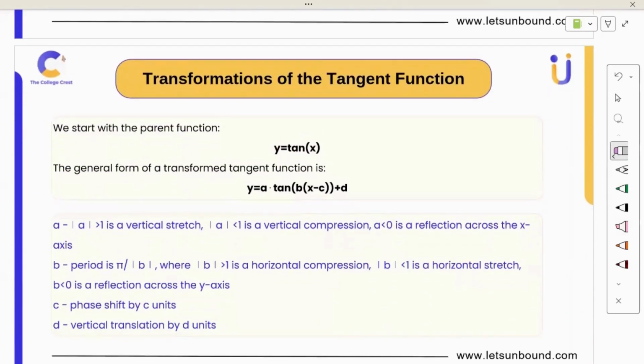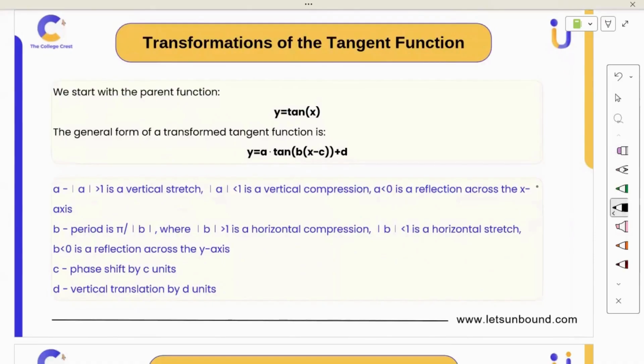Now, transformation of the tangent function. We start with the parent function y equals tan x and apply all the transformation parameters, as you see here, introducing a, b, c, d.